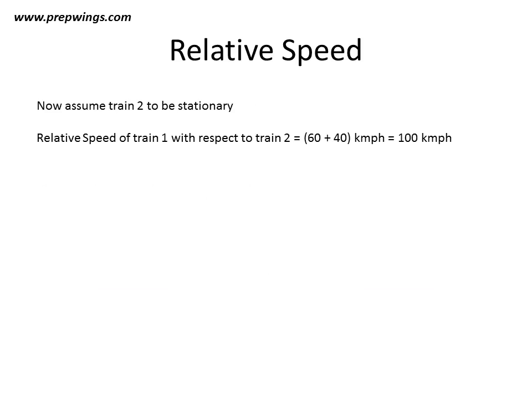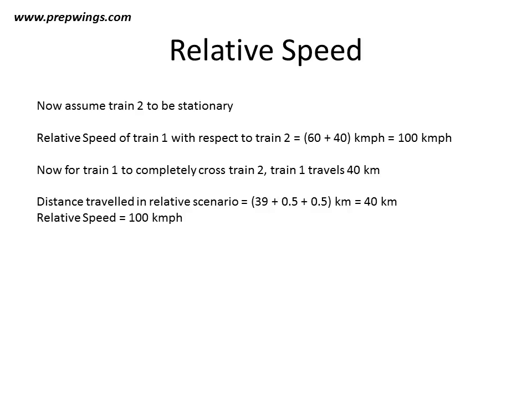Relative speed of train 1 with respect to train 2 is 60 plus 40 km per hour, which is 100 km per hour, because the trains are moving towards each other. Now as we discussed before, train 1 will have to travel 40 kilometers to completely cross train 2, because 39 kilometers is the distance between them. So train 1 will be traveling 39 kilometers plus 0.5 and 0.5, because each train is 500 meters in length. So the distance traveled in this relative scenario is 40 kilometers.